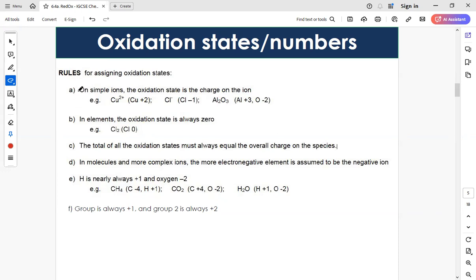So on simple ions, the oxidation state is equal to the charge on the ion. ठीक है? So copper जो है उसका charge जो होता है it's +2, even though it's a transition element, but copper can exist as copper +2 भी exist कर सकता है, it can also exist as copper +1. ठीक है? So for simple ions, it's just the charge on the ion. Okay, that is the oxidation state. Chlorine belongs to group 7, and that's why it has a charge of -1. So it will have an oxidation state of -1.